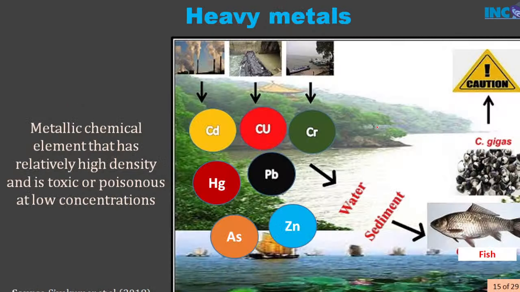Next is heavy metals. A heavy metal is a metallic chemical element that has relatively high density. It is highly toxic at low concentration. Major heavy metals are mercury, cadmium, copper, chromium, lead, zinc, and arsenic. Mainly they come from the landward side and have a high affinity towards land sediments.